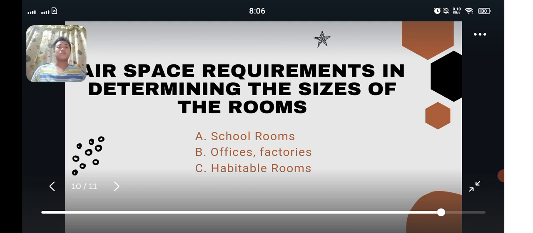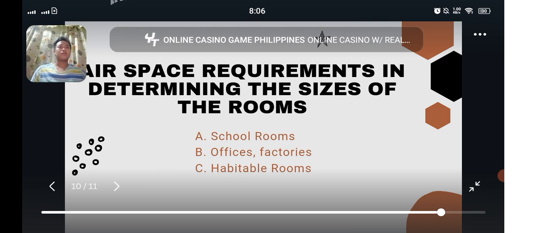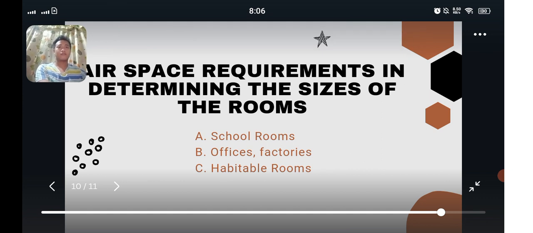The second one is offices, factories and workshops, which provide 12.00 cubic meters of airspace per person. And the last one is habitable rooms. Habitable rooms must have 14.00 cubic meters of airspace per person.